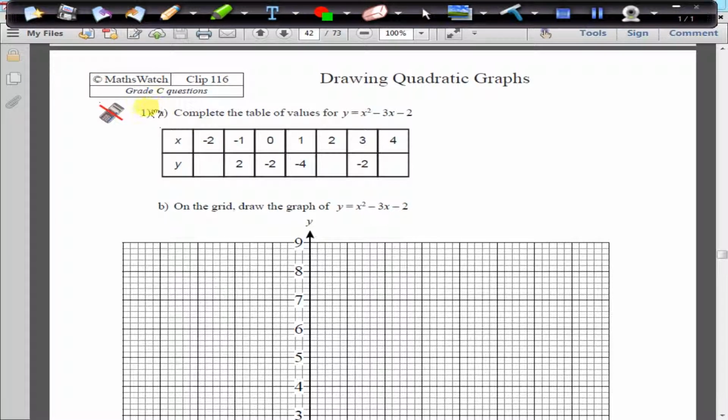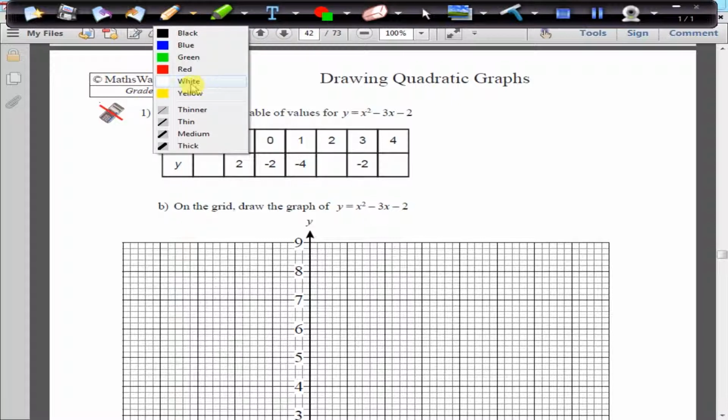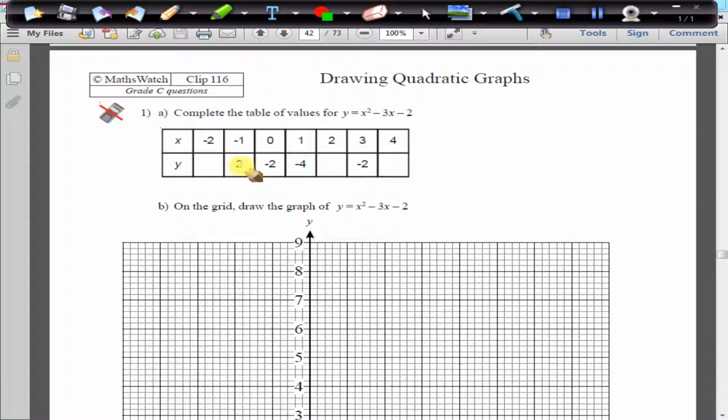We're looking at the next question now, drawing quadratic graphs after doing some negative substitution and some positive ones as well. So first of all, I'm going to rub out the values they gave us earlier because I want us to work them out ourselves.